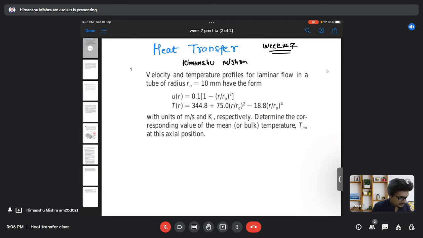The first question is: the velocity and temperature profile for the laminar flow in a tube of radius R0 equal to 10 mm have the form given, and determine the corresponding value of mean temperature and the velocity at this axial position.